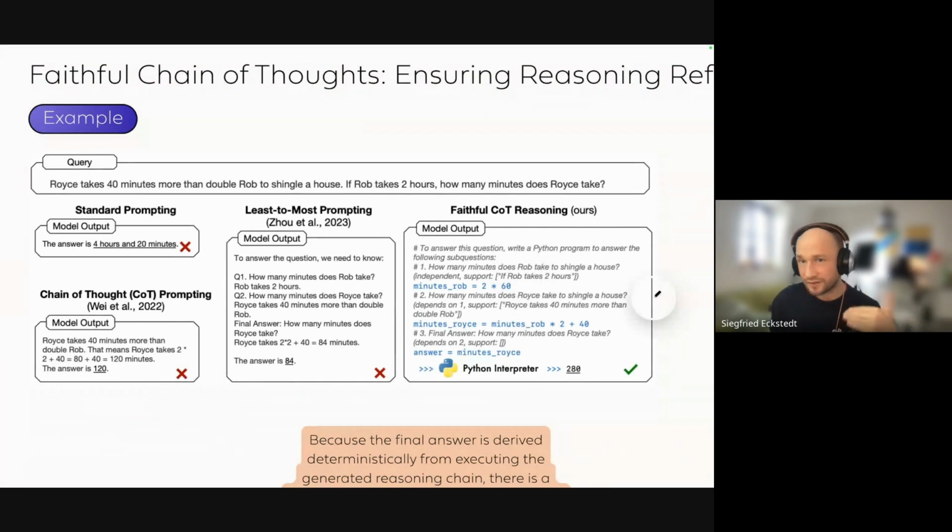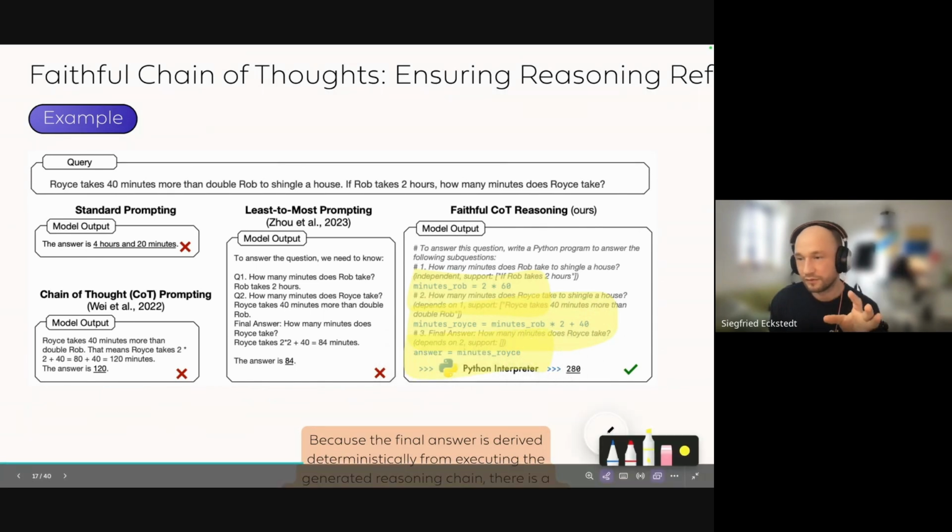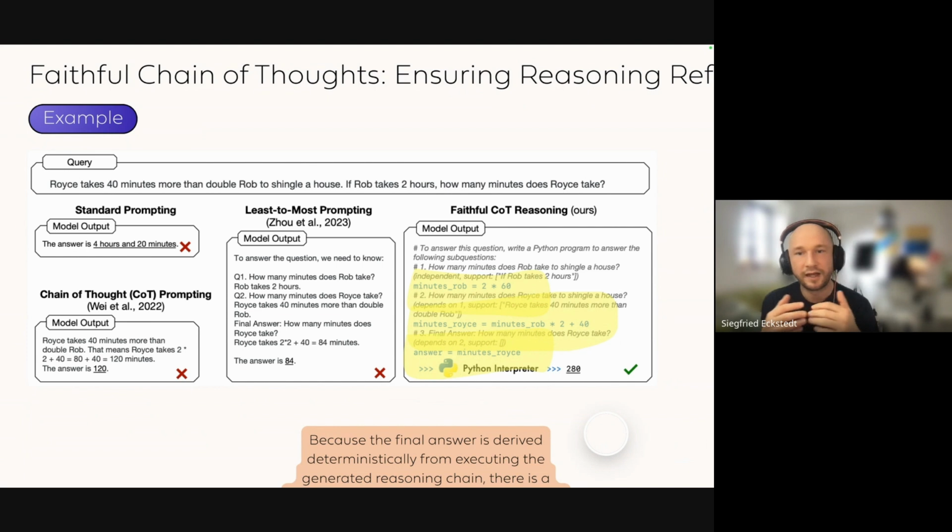And how is the faithful CoT different? Also, least-to-most prompting is different. I will explain least-to-most later on as well. So how is the faithful CoT different? We ask the model to create the Python code. It is being executed, not by the model, but by an interpreter in the back. And then we arrive at the right result.